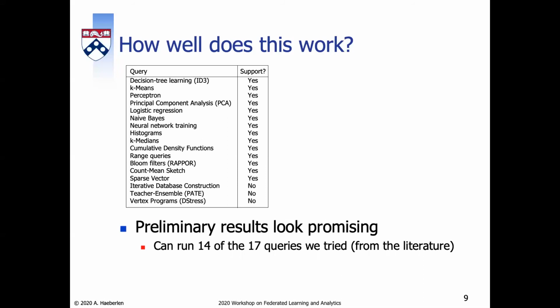And so this is promising, right? So it means that we have something that's fairly general. And the remaining 3 are really not a good fit for our system. Right? For instance, DStress is running vertex programs, which just don't compute any kind of counts or sums. Right? So that's just not a very good fit for this approach.